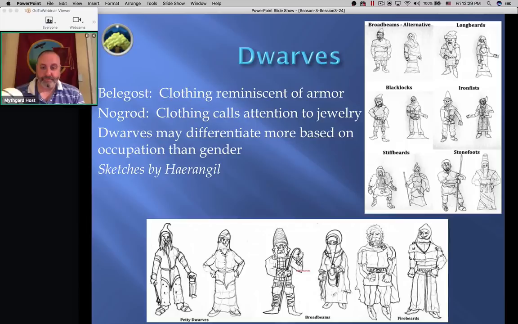So you guys were working with the cultural principles, right? We had the dwarves of Nogrod being primarily the jewelers and those of Belagost being into weapons and armor in particular. Apparently that was a discussion that happened in the forums. These pictures are specifically by Herangil.